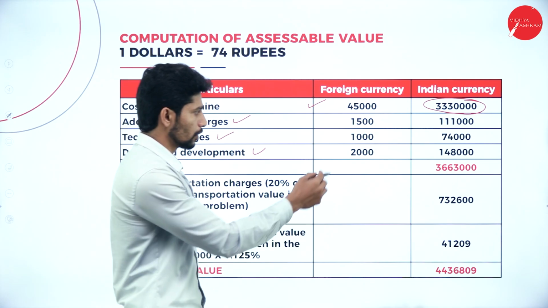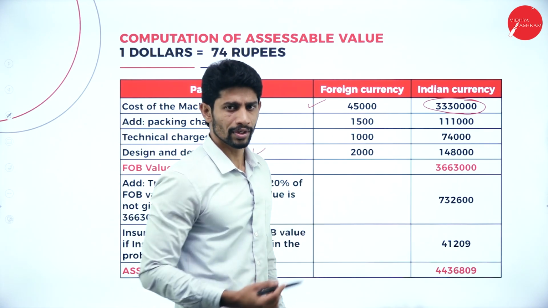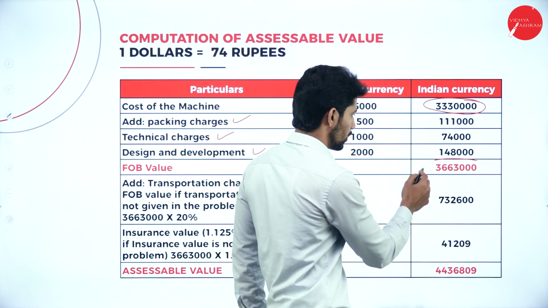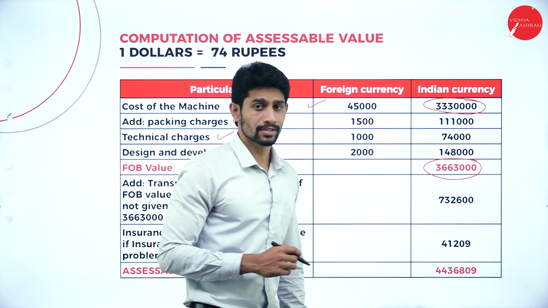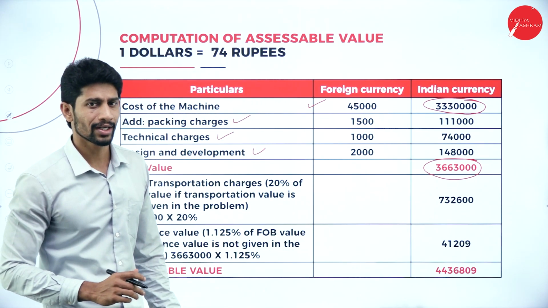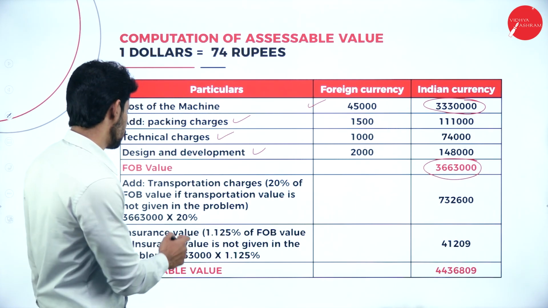These three items, you'll get the total. So add those items of foreign currency converted into Indian rupees. Then total here, the Indian rupee column, you'll get 36,63,000. That value is called what? FOB value, free on board value.